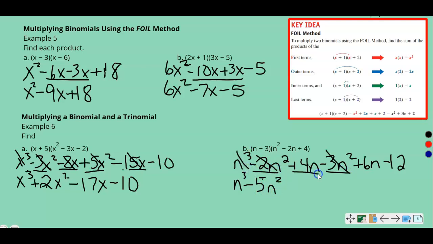And I'm going to bring my 4 and my 6. 4 plus 6, both of them are positive, so it becomes 10n. And then bring down my negative 12. And again, this is a third degree polynomial. The degree comes from the highest exponent when it's in standard form. And the leading coefficient is 1, and this is a polynomial of 4 terms again.